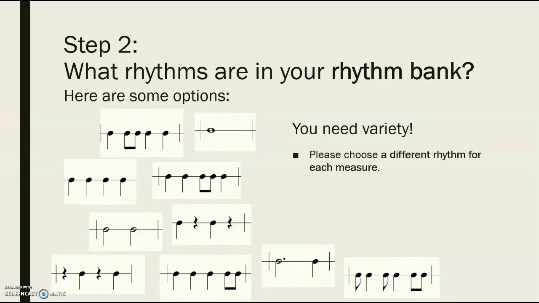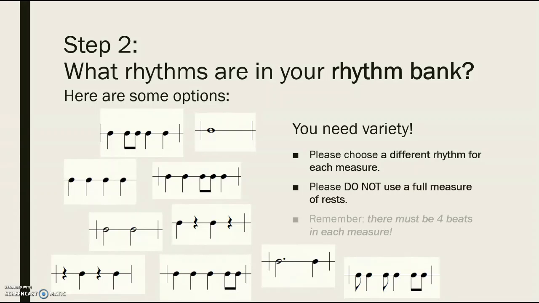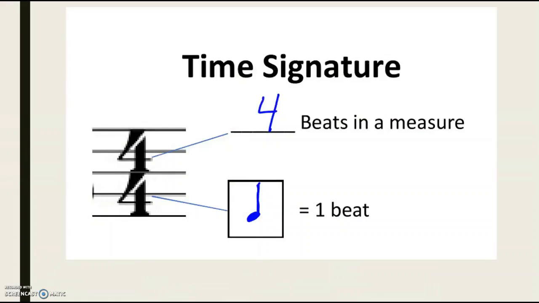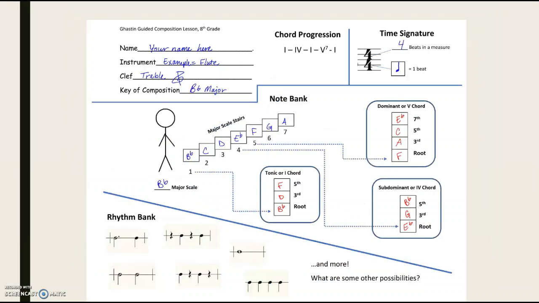So use a different rhythm for each measure, and don't use a full measure of rest. That's a cop-out. And remember, there must be 4 beats in each measure. So here's our time signature. The top number means that there's 4 beats in the measure, and the bottom number means that a quarter note equals 1 beat. So find this section, it's at the top of your worksheet, and fill that out so you remember that each measure needs 4 beats, and each beat equals a quarter note.